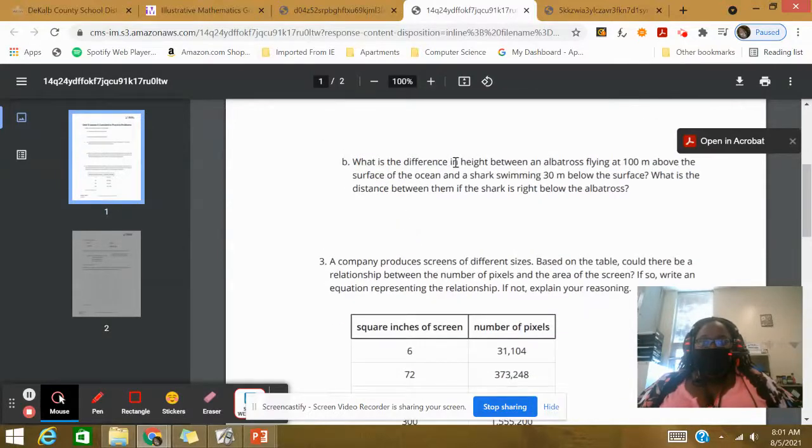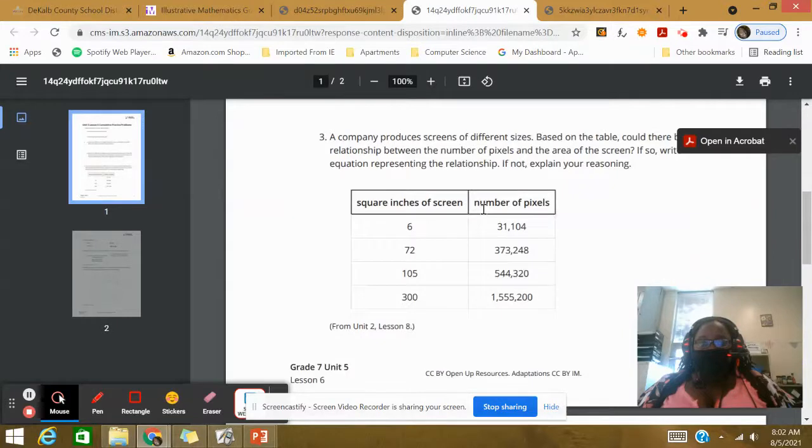Part B, it said, what is the difference? Again, anytime you see this word difference, I mean that we're subtracting. And the height between the albatross flying at 100 meters above the surface of the ocean and the shark swimming at 30 meters below the surface. So again, you're going to find the difference. So you're going to subtract. And then when they ask you for the distance, you're going to take the absolute value of those two values, which you're looking at 130 meters.